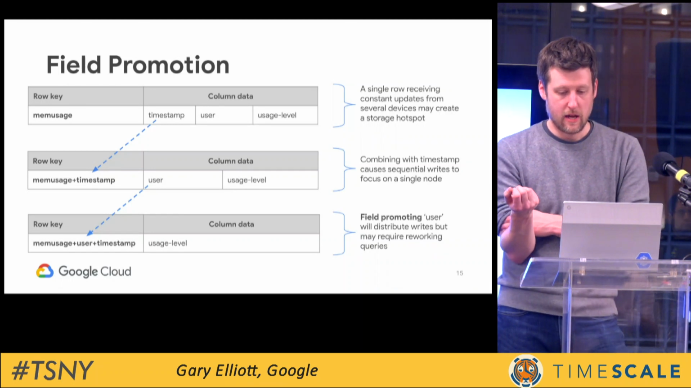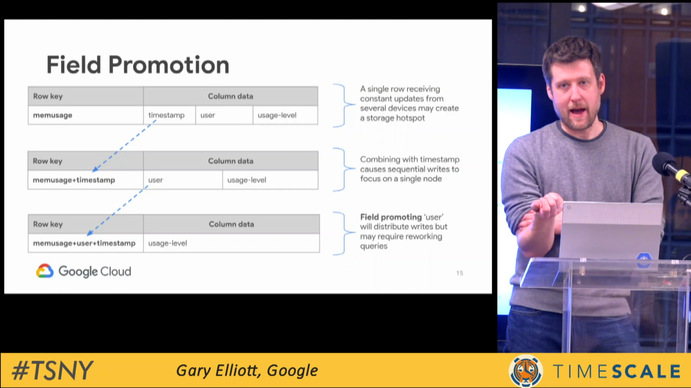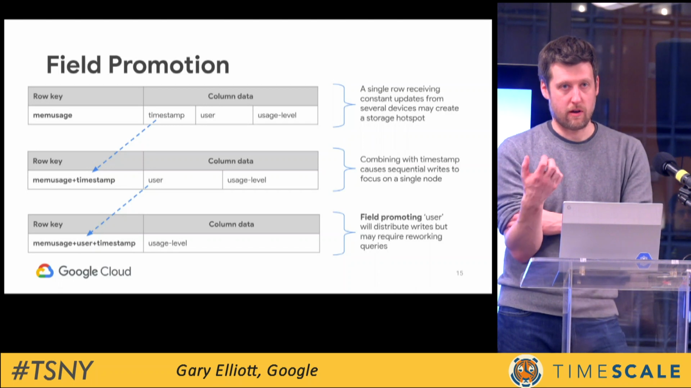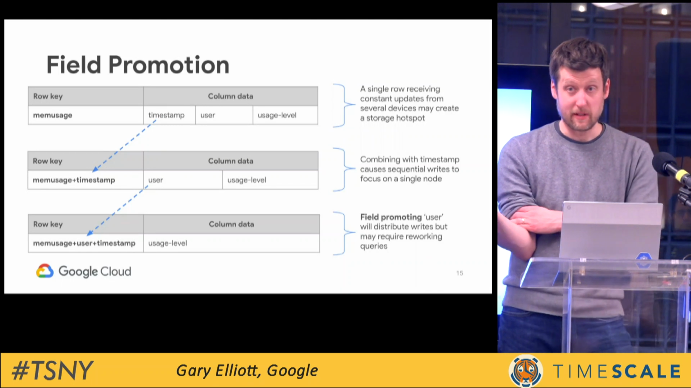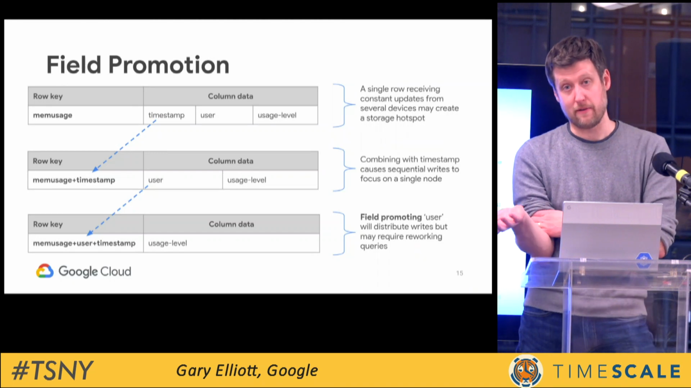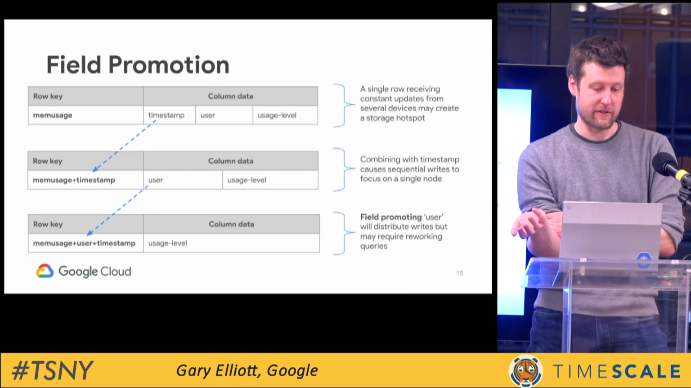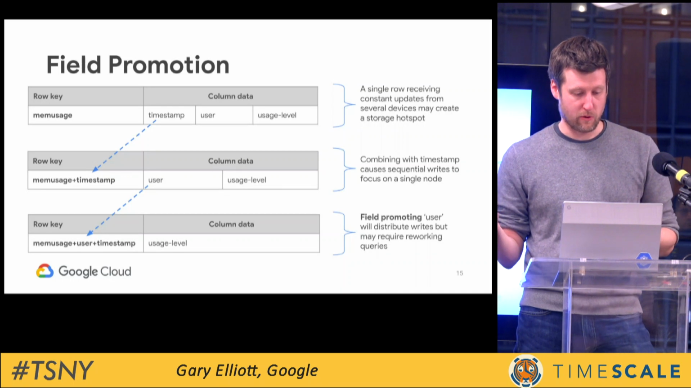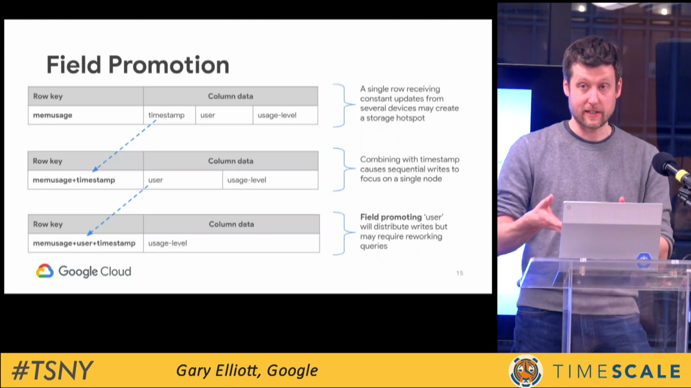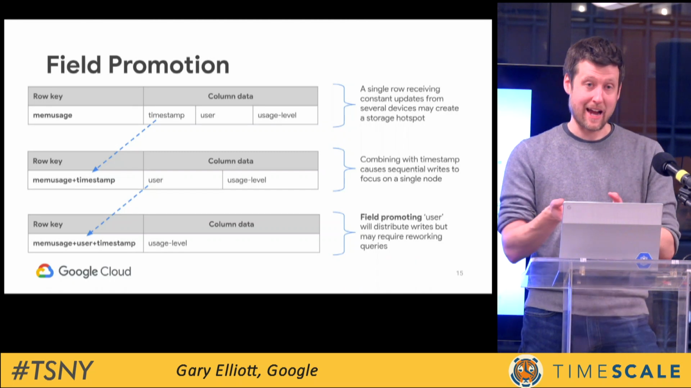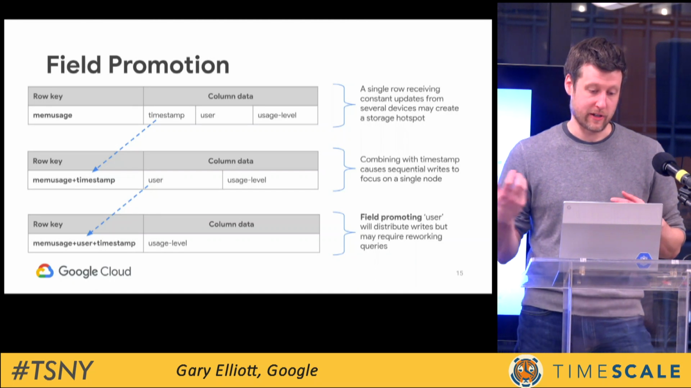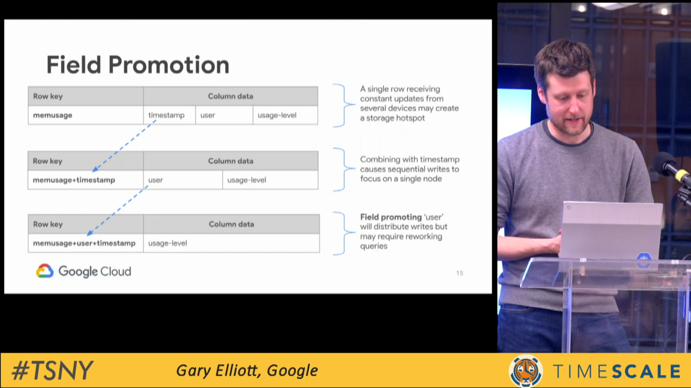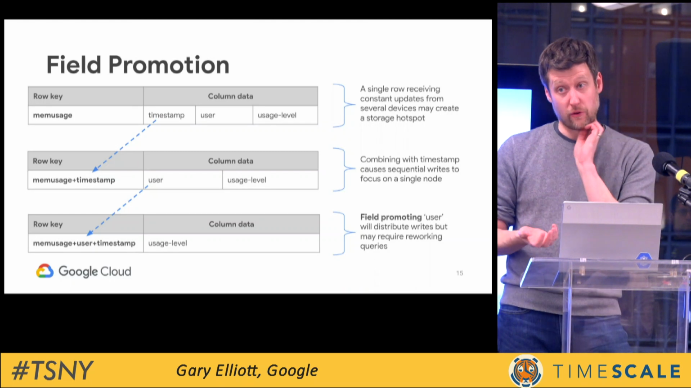level, something else. That's problematic because maybe there's a million devices out there that you're monitoring that all have a mem usage stat reporting back every 10 seconds. All of those devices are going to report back and write data to exactly one row, which is owned by exactly one server, and you're going to slam it. That would be what we call a hotspot. So how can you avoid that?